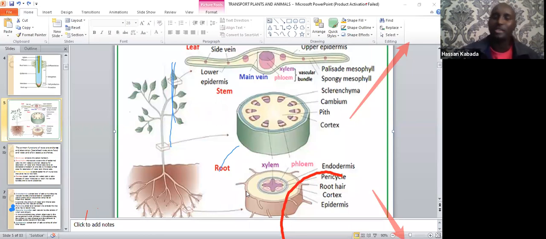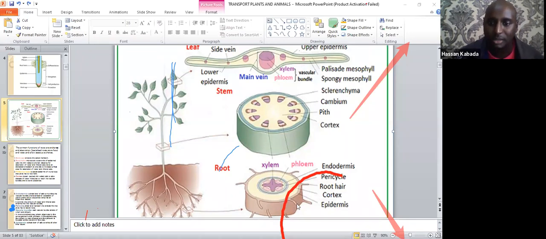So to avoid that kind of problem, the Casparian strip regulates the amount of water that will pass through, the amount of mineral salt that will pass through, and that way there's an order, there's a regulated form of movement of water from the soil through the cortex. Remember the cortex? This is the cortex that we were talking about.